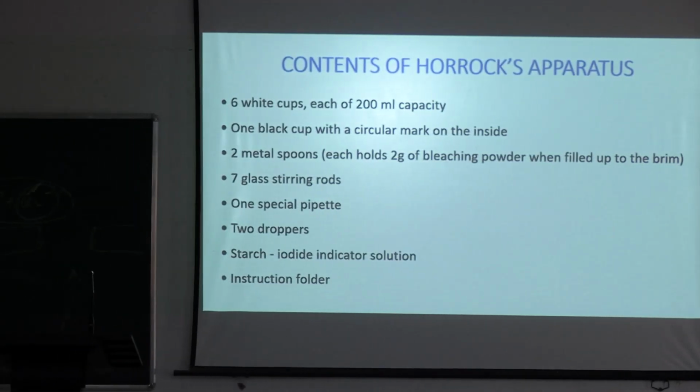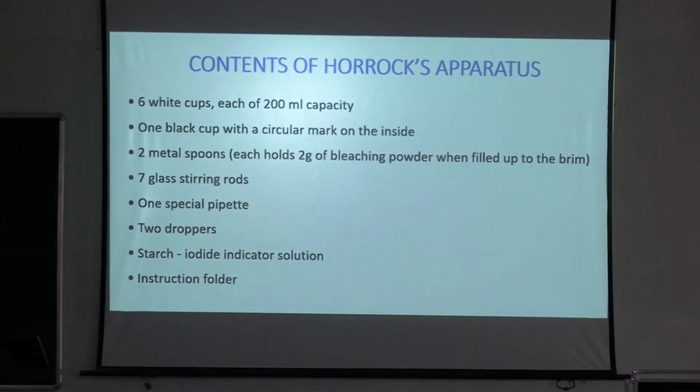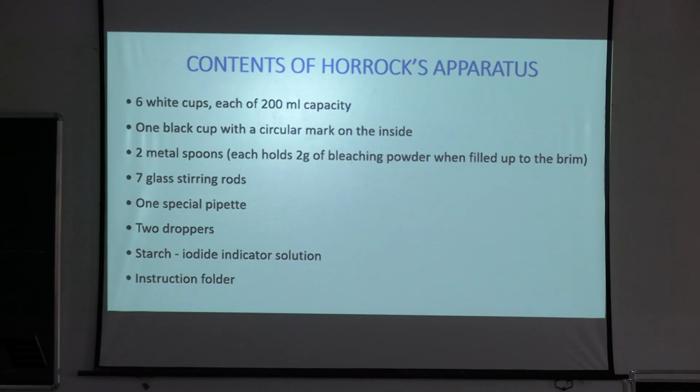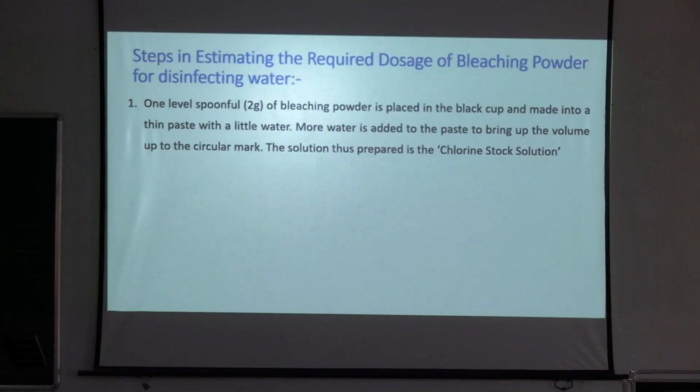But now how to do it? So what are the contents? As we have already shown, it has 6 white cups, each of 200 ml quantity. It has 1 black cup with a circular mark on the inside. We saw that black mark. It has 2 metal spoons, each to hold 2 grams of bleaching powder. It has 7 stirring rods, 1 for the black cup, 6 for the 6 transparent cups. It has a special pipette, 2 droppers, starch iodide indicator solution and an instruction folder. So this is all that is contained in a Horrock's apparatus.